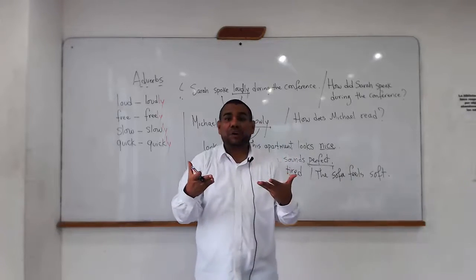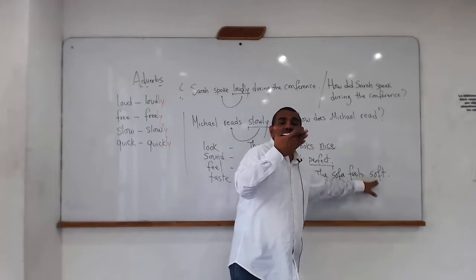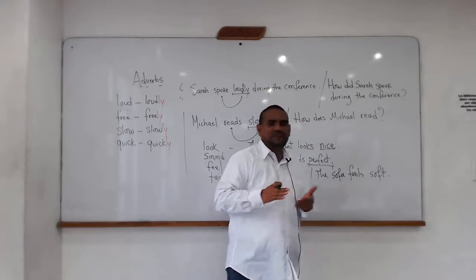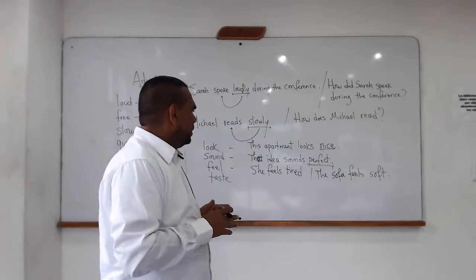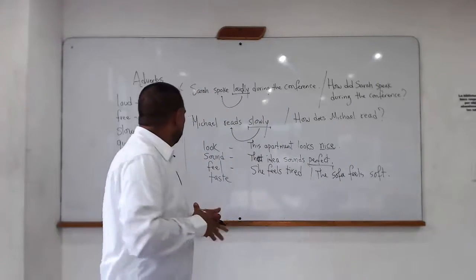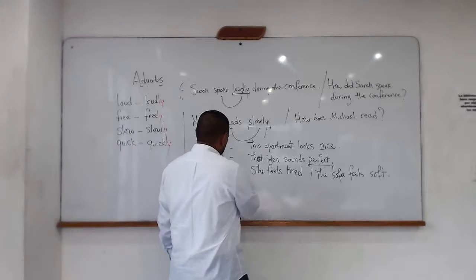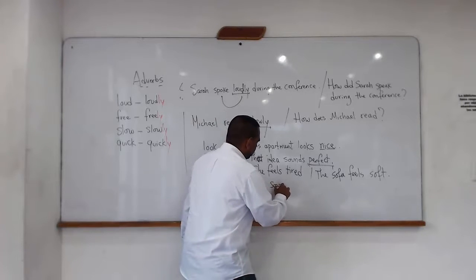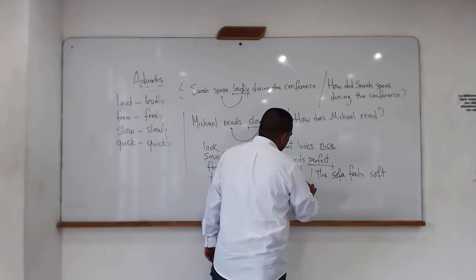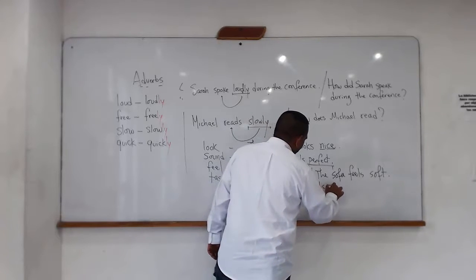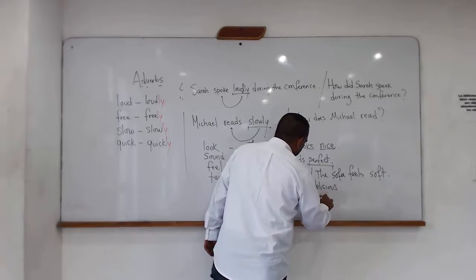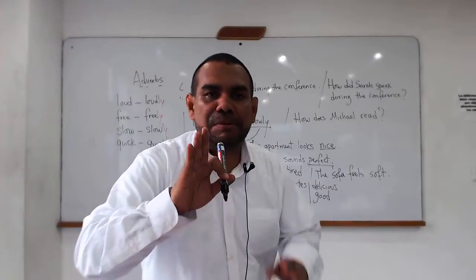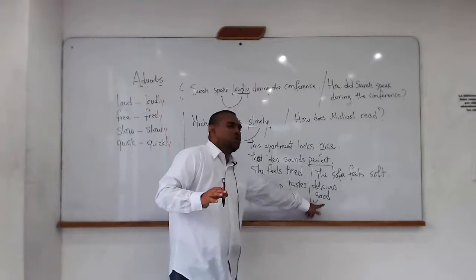This is another verb. So teacher, does an adverb have to come here? No, not an adverb, because this is a perception verb. So soft is an adjective in that case. The sofa feels soft. Taste. For example, another one. This soup tastes delicious. This soup tastes good. Some people will have the common trend to say, this soup tastes well.